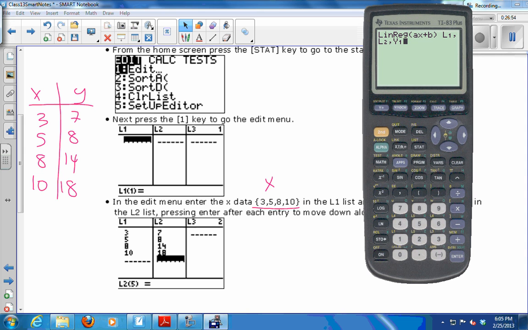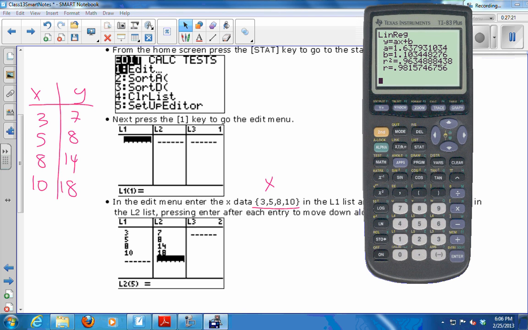So your home screen should say LinReg list 1, comma, list 2, comma, Y1. This is telling the calculator to do a linear regression on the data in list 1 and list 2, and put the resulting equation in Y1. Once you have it typed like that, press enter. And we have a regression equation.